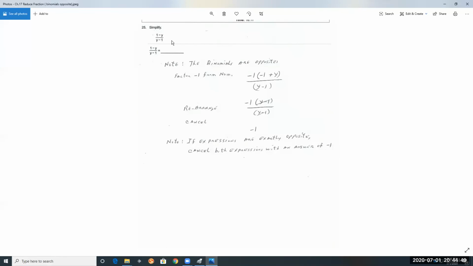Let's look at this problem in terms of reducing, and we want to note the result. Note that the binomials, the numerator and denominator, are exactly opposite. Plus 1, negative 1, minus y, plus y. They're exactly opposite. Let's factor minus 1 from the numerator. If we factor it out, we're left with minus 1 plus y.